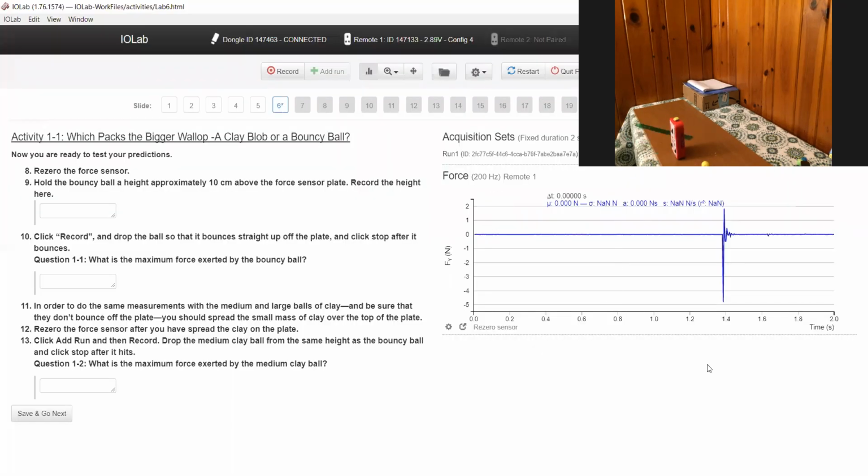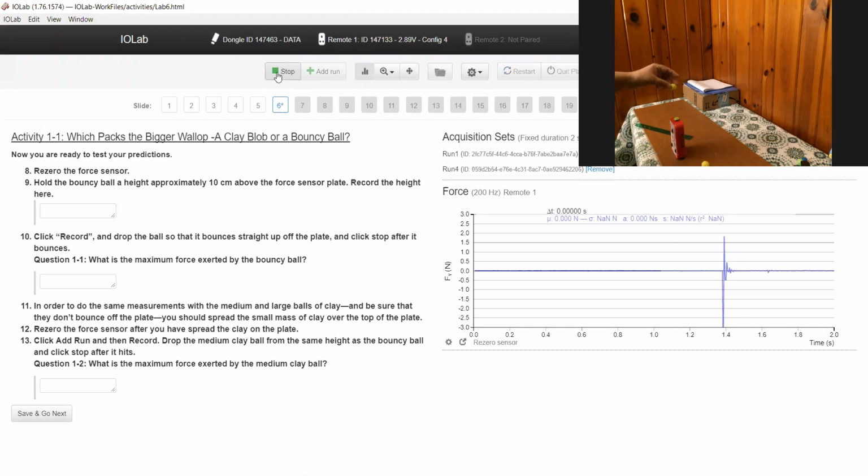After having the clay spread here and zeroing the sensor with that in there, you can use your clay ball from around 10 centimeter height. Leave it so that it doesn't strike, which will be a usual problem. By the way, we have not recorded, good thing. So let me start to record, and then you might have to give many trials.